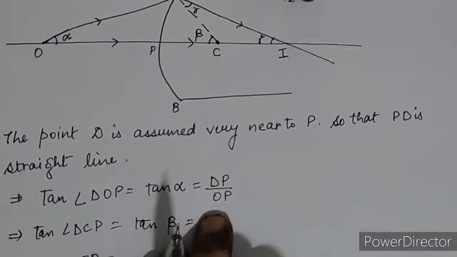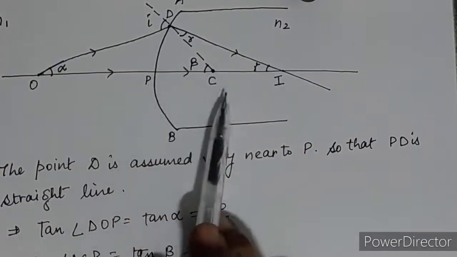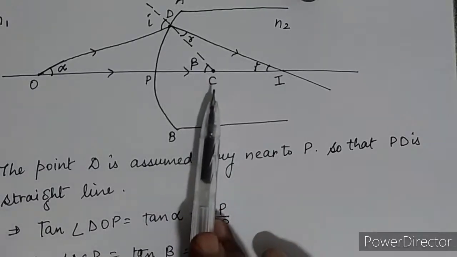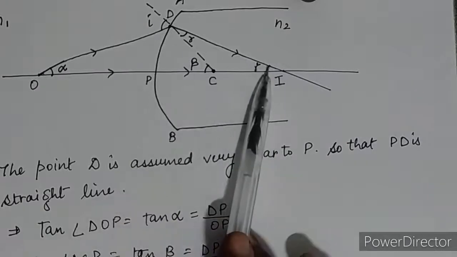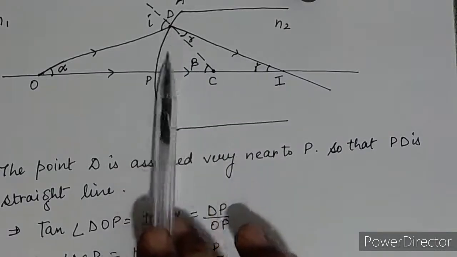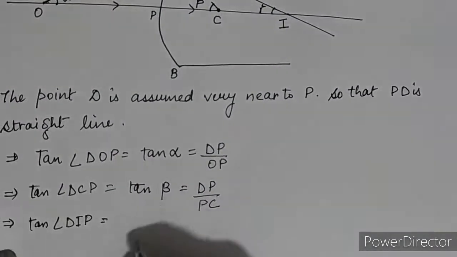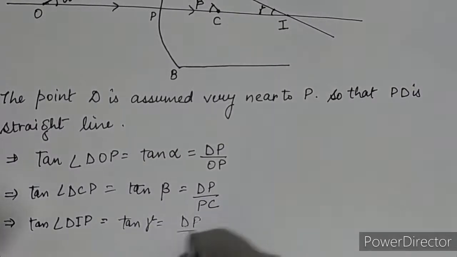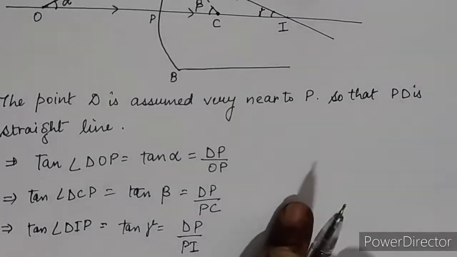Now look at this diagram, DIP. We are not taking DIC because it is not a straight line. Here we are taking the straight line. So DIP, this is gamma, so it is DP upon PI. So tan gamma is equal to DP upon PI. Clear?